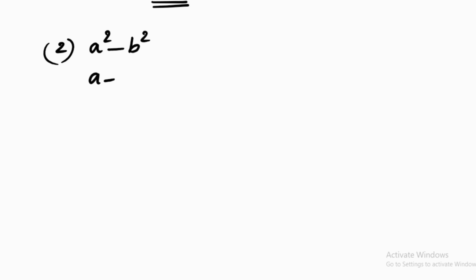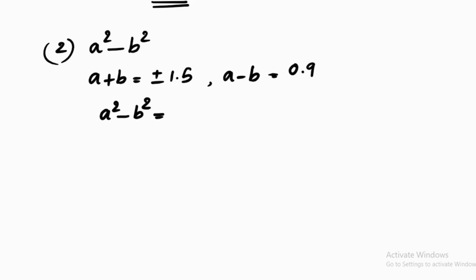Now again we have a plus b. What is the value of a plus b? We already know that a plus b equals plus or minus 1.5, and we know a minus b also. A minus b is given, right? It is 0.9. See children, now we have a plus b and a minus b, and the identity we can write is a square minus b square equals a plus b into a minus b, right? A plus b is already given, a minus b is already given. So now just substitute the values.